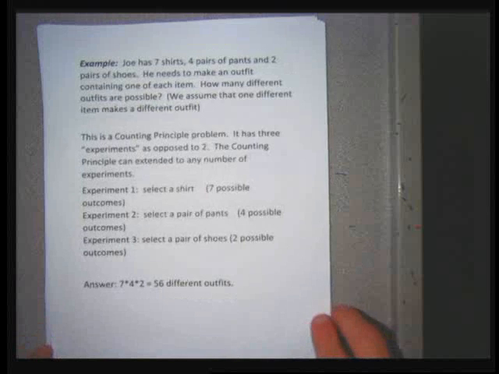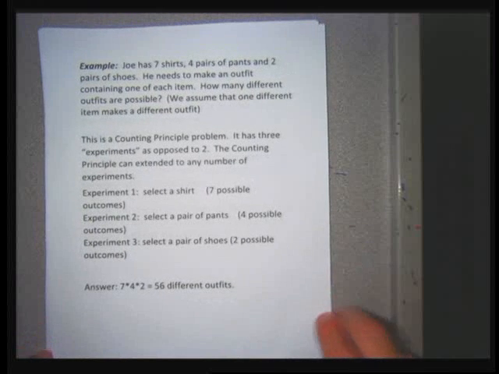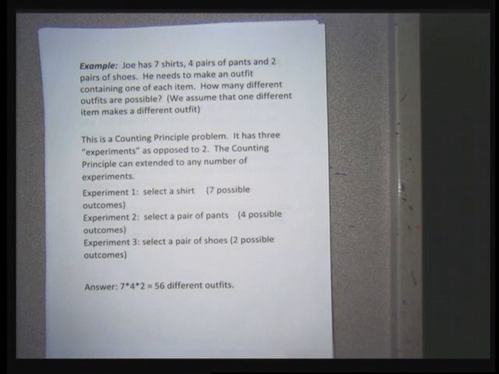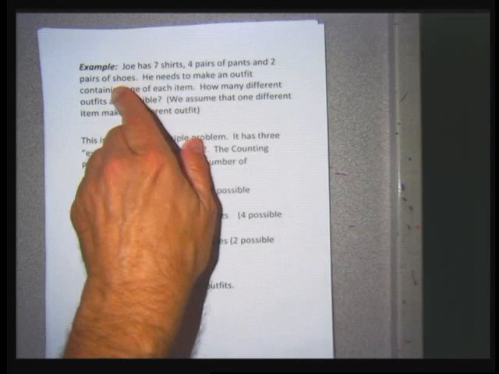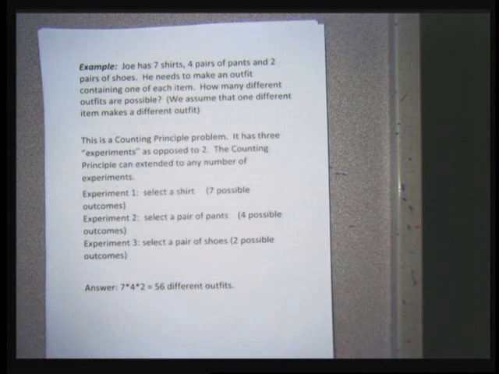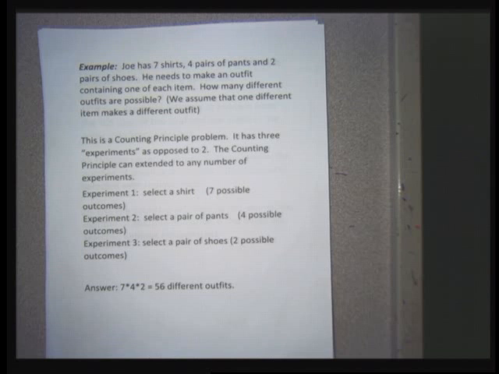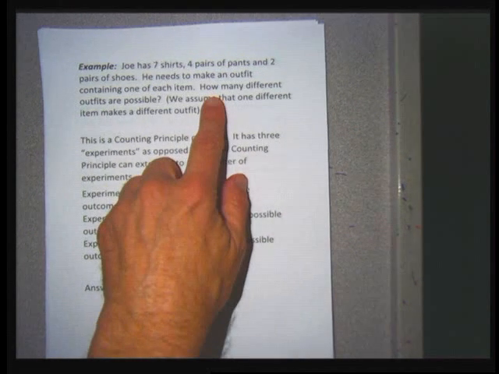Okay, so this next problem doesn't look anything like what we've done before, and it may not feel like a counting principle problem, but I can handle it like a counting principle problem. So Joe has 7 shirts, 4 pairs of pants, and 2 pairs of shoes. He needs to make an outfit containing one of each item. This is kind of a classic beginning counting principle problem. If you took discrete math in high school, you may have seen something exactly like this. So how many different outfits are possible?